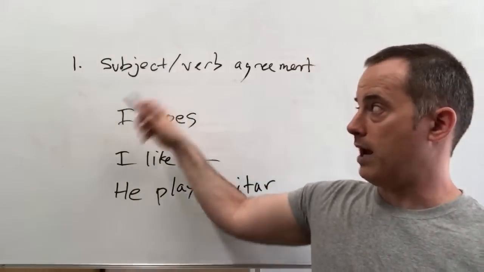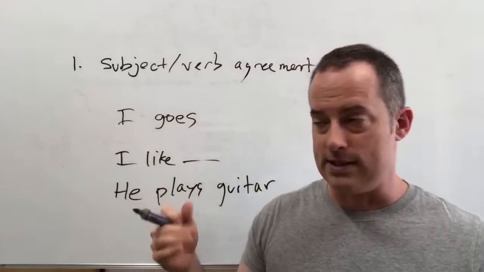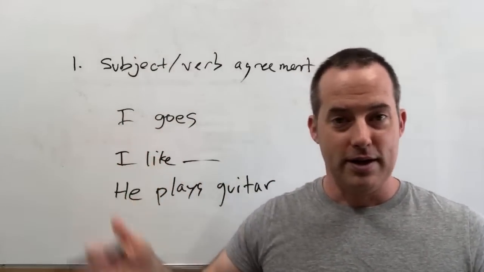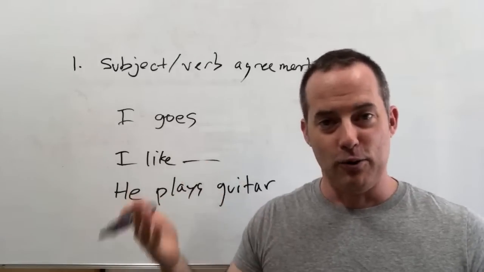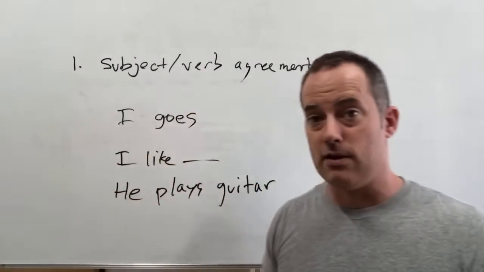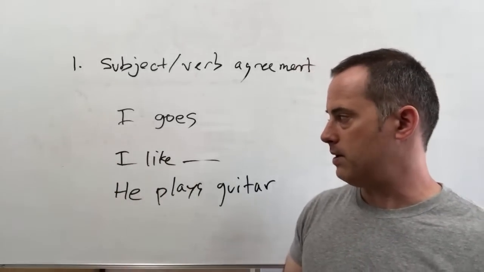So if you don't have subject-verb agreement, like in Japanese, we don't have this. So it's not like, I go, he goes. It's just I go, you go, they go, he go, it go, like that. It doesn't matter who you're talking about. So some languages are a little bit easier. Some languages have other issues, you know, different things like that for different languages.